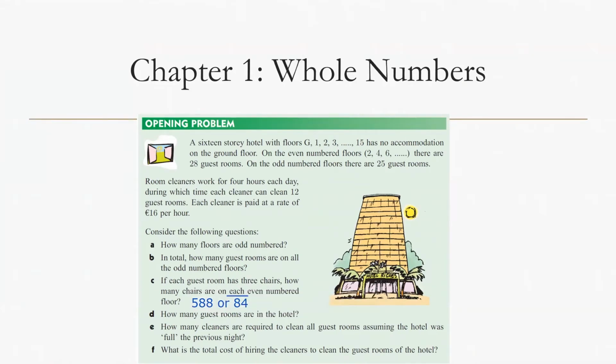So there are 28 guest rooms per even numbered floor, and each of those rooms has 3 chairs, so that's 28 times 3, which is 84. Great. Yes. Okay. And I see Anthony agrees.